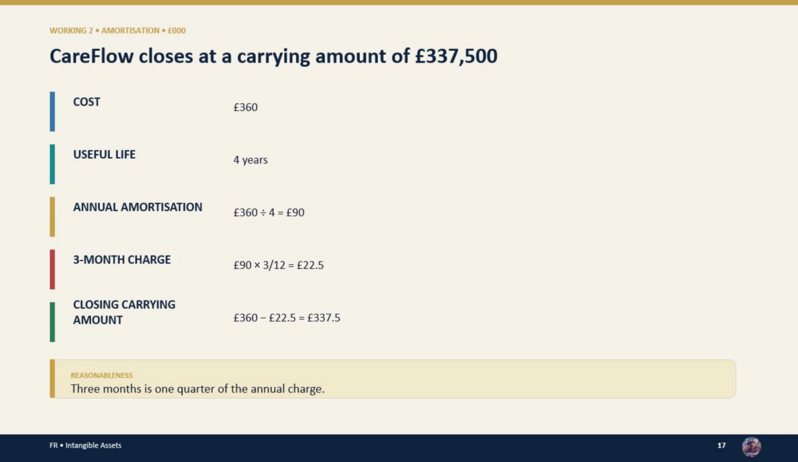Straight-line annual amortization is 360 divided by 4, which equals 90. The asset is available for 3 months, so the current year charge is 90 times 3 by 12, giving 22.5. Closing carrying amount is 360 less 22.5, or 337.5. 3 months are 1/4 of the annual 90 charge, which confirms the calculation.